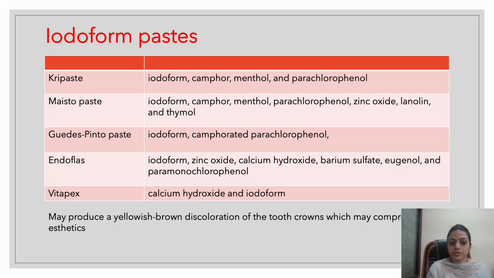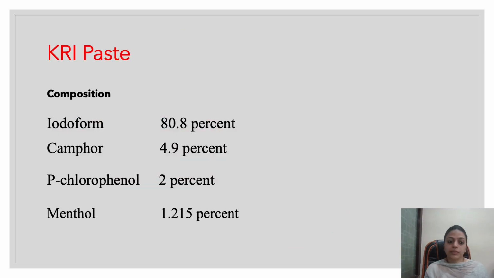Then iodoform based pastes are there, like KRI paste, Maisto paste, Guedes-Pinto paste, Endoflas, Vitapex. Okay, there are a lot of materials which are used now, which have iodoform in them. Iodoform acts by releasing iodine. Okay, the compositions are written over here. It may produce yellowish brown discoloration of the tooth, which may compromise the aesthetics, but that's not an issue because we are going to crown the tooth after performing pulpectomy.